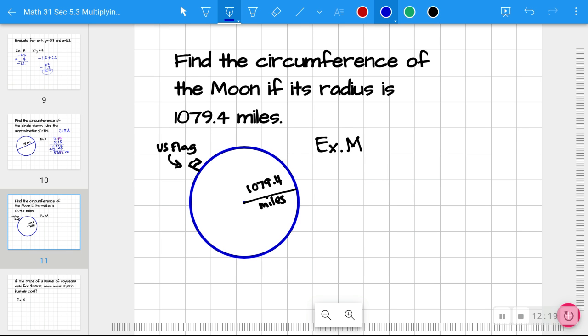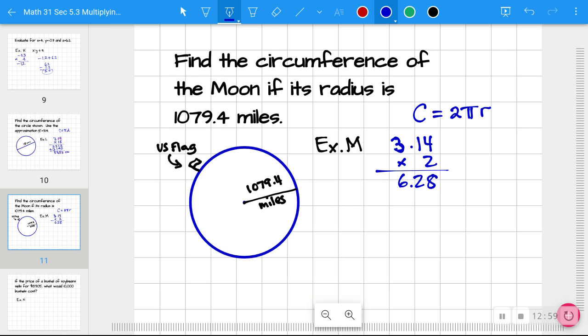Okay, this is a similar problem. The difference here would be that we've got the radius given to us. To find the circumference of the moon, the radius formula for circumference is 2 times pi times r. So you're going to take 2 times pi. Let's do that first. And when you multiply there, you get 6.28, with 2 decimals. So that's 2 times pi.